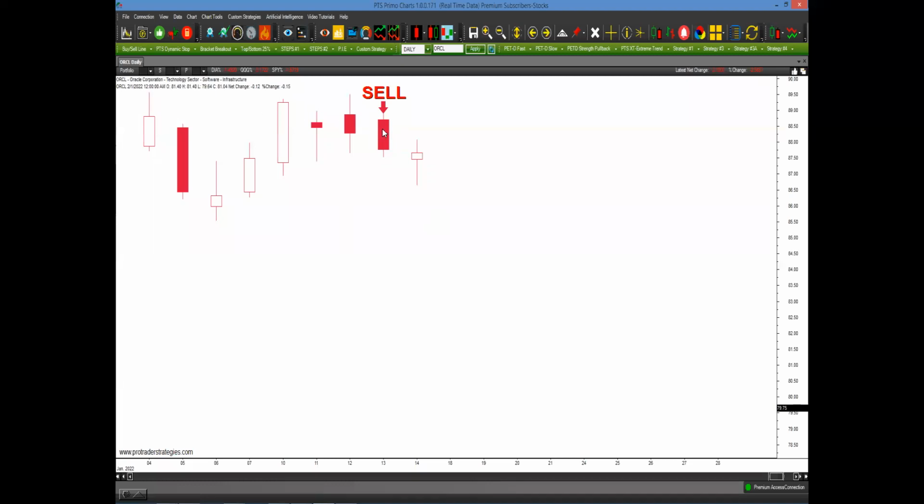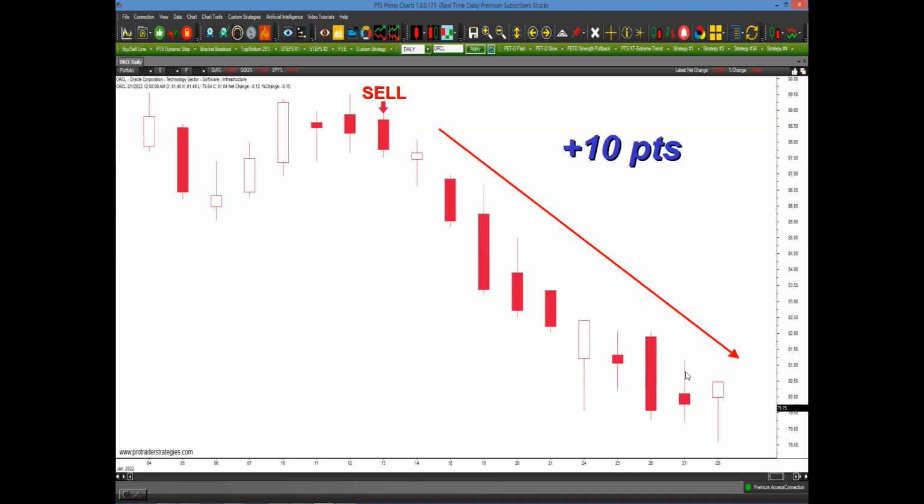See, the bar is down, but it's colored red. Remember, this is not a conventional way of looking at up and down bars, because here we have 3 up bars in a row, and what color were they? They were all outlined red. So all we're concerned with is the color of the bar. Doesn't matter if it's up or down, and it's a nice quick 10 points.